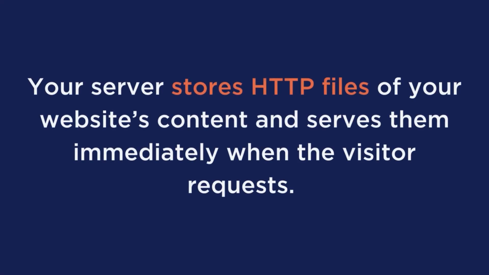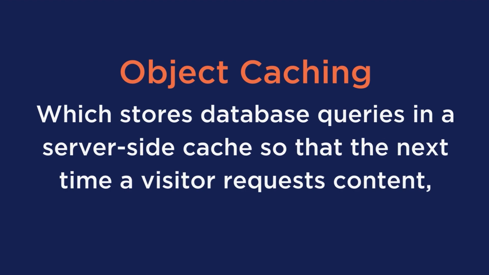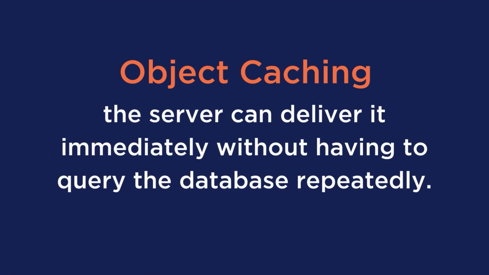This type of caching is administered on the server without any input from the end user. For example, your server stores HTTP files of your website's content and serves them immediately when the visitor requests. That way, it doesn't have to render a new HTTP file every time a user visits the site, which reduces the load. Some of the types of server caching are as follows. Object caching. Object caching stores database queries in a server-side cache so that the next time a visitor requests content, the server can deliver it immediately without having to query the database repeatedly.